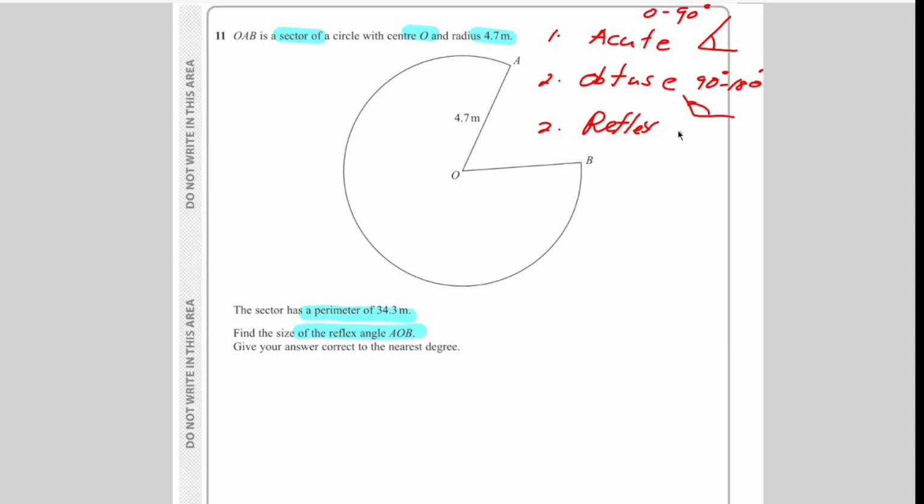Reflex is the one which is greater than 180. So it is always greater than 180. So this is reflex. In this case, it is obvious this is the angle that we need to get. Let's label it as theta. Now you know what reflex is. Now there is a hint which is perimeter. Do you know what perimeter is?